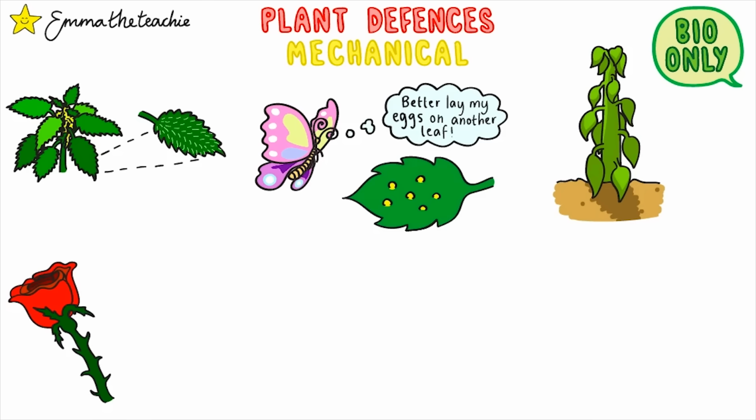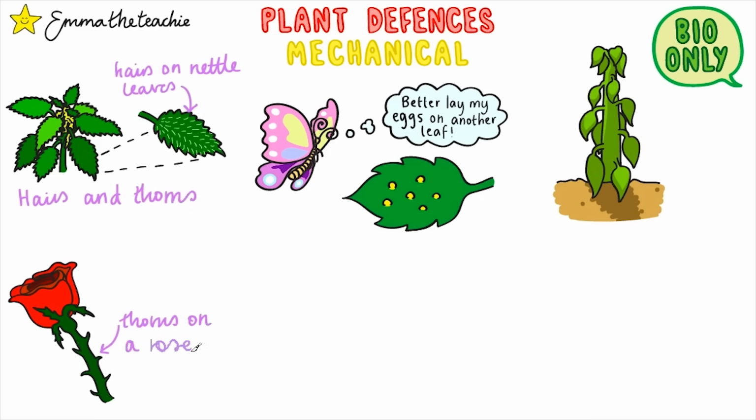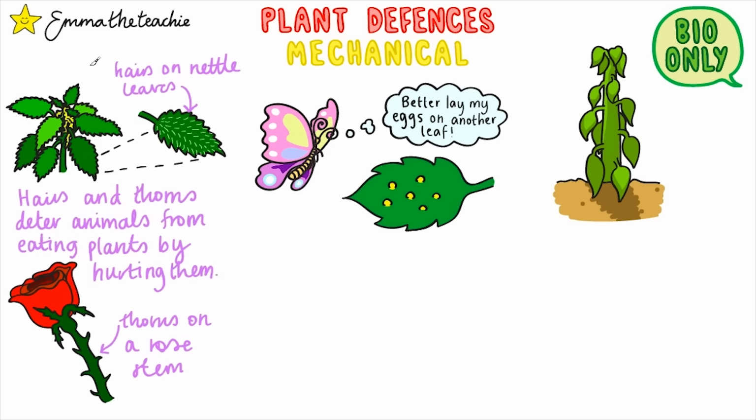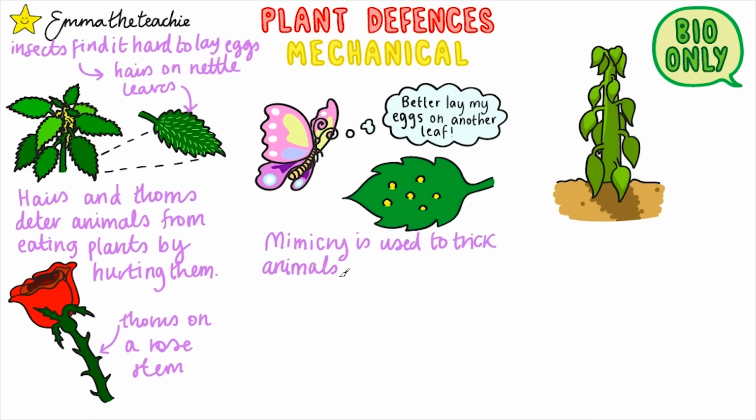Now we'll look at mechanical defenses. Hairs, like the ones you see on nettle leaves, and thorns, like the ones you see on rose plant stems, deter animals from eating the plant by hurting them. Additionally, insects find it harder to lay eggs on plants if they've got hairs on the leaves. Mimicry is something that's used to trick animals. The plant copies something to make it appear off-putting.